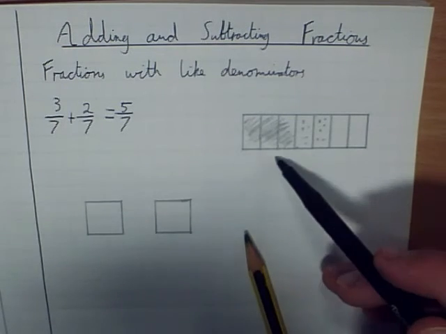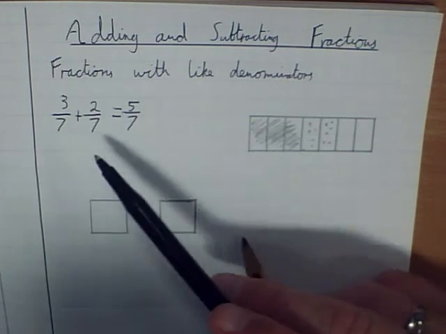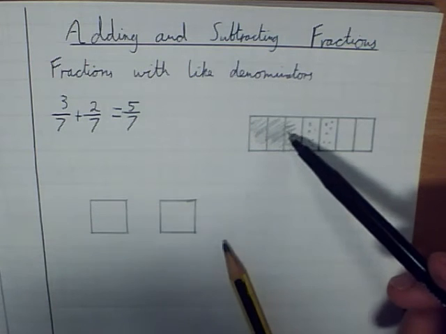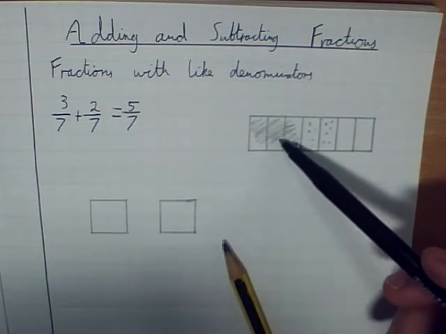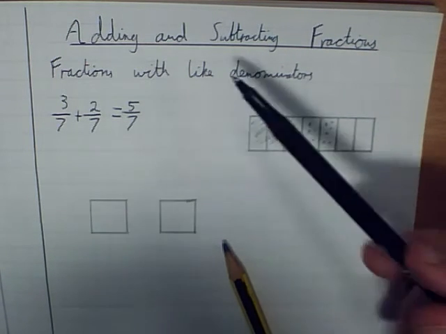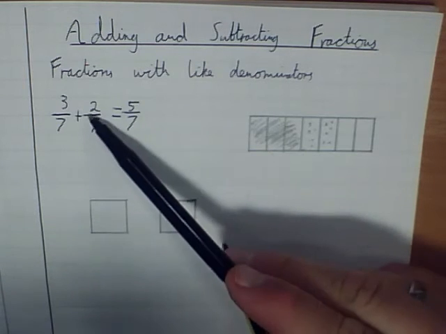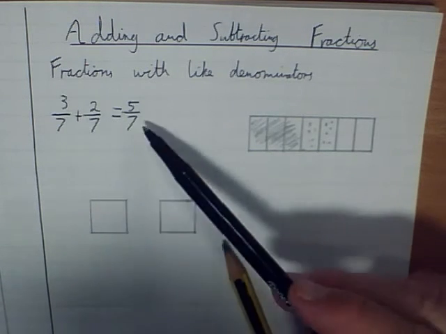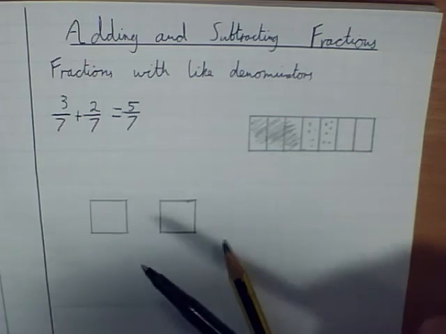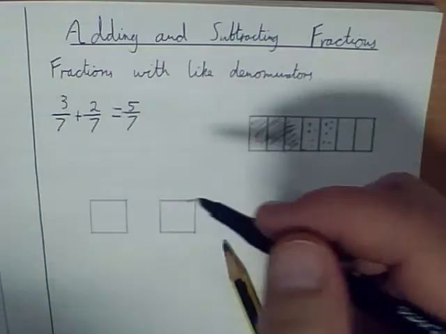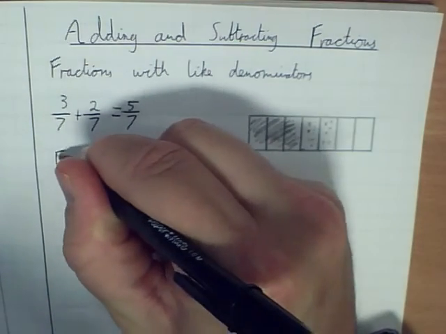It would work exactly the same way if I took away. So if I had 3/7 and I took one of them away, I'd just be left with 2/7. So that's with like denominators. You just add the numerator, how many parts you are talking about. Now, let's look at fractions with unlike denominators, because that's where it gets tricky.